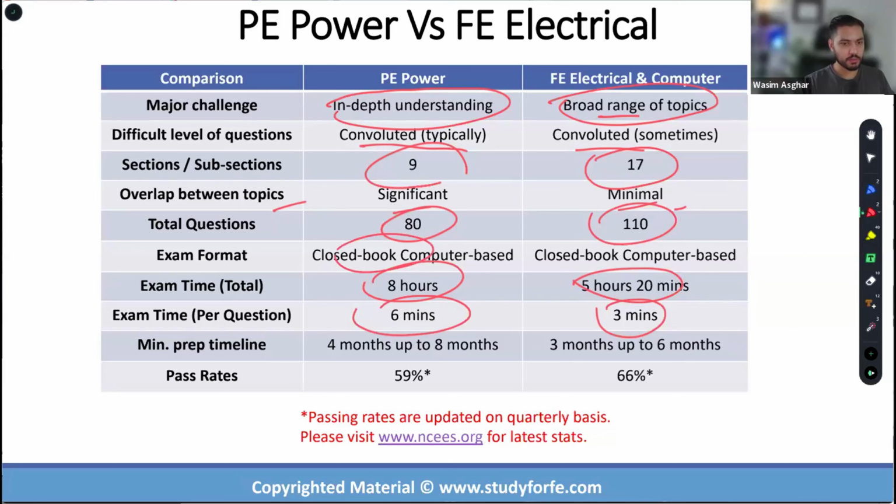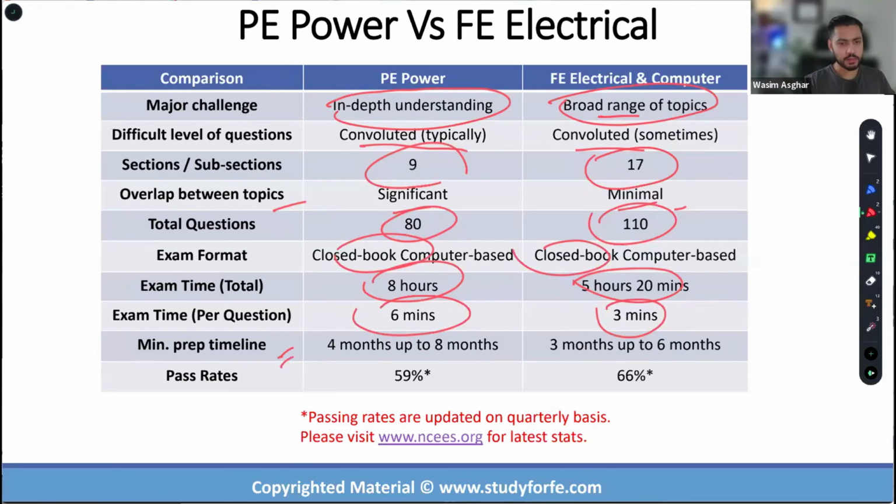The format is the same for both exams: closed book, computer based. You are given a reference handbook for both FE electrical and PE Power. In the case of the PE Power exam, they also provide you with code references, 6 references: NEC, NFPA 70E, NESC, and 3 hazardous area classification standards: 497, 499, and 30B. And very recently, effective October 1st, 2025, they have updated the revisions and editions of these codes and standards.